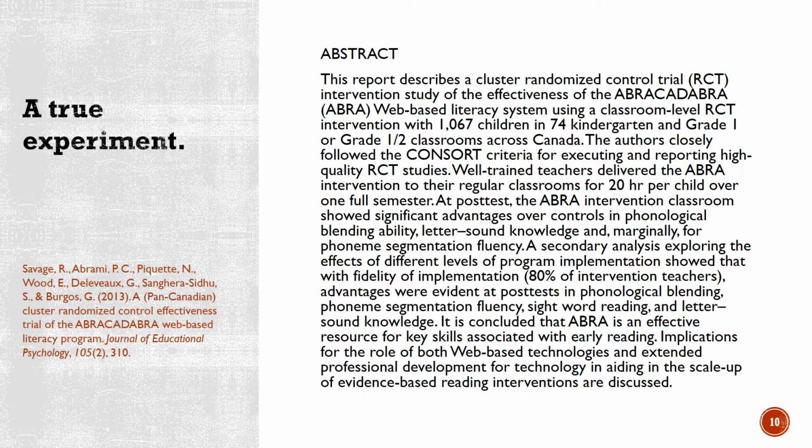So here we see an abstract from a true experimental design that was used in a 2013 study conducted in Canada. So as we read just the first sentence of this abstract, we can see, oh, this report describes a randomized control trial. It is an intervention study, and they were looking at the effectiveness of a web-based literacy system. This means that they were looking for an effect on certain aspects of reading fluency, such as sound knowledge, phoneme segmentation fluency, and others. In this description of the report, you can very clearly identify both the treatment and the outcome variables of interest.